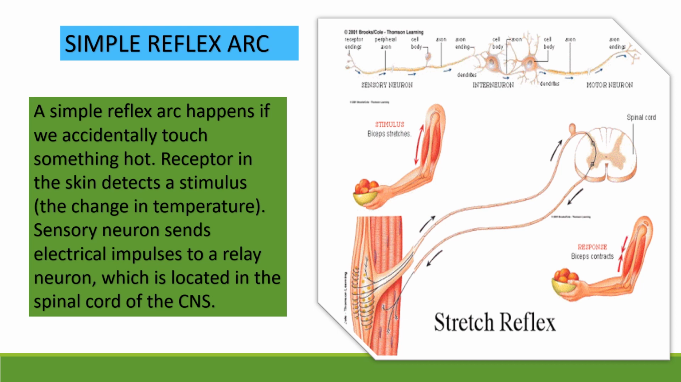Now the reflex arc has been divided into 2 parts: one is the simple and another is the complex reflex arc. First we are discussing the simple reflex arc. A simple reflex arc happens if we accidentally touch something hot. A receptor in the skin detects a stimulus, the change in temperature. A sensory neuron sends electrical impulses to a relay neuron, which is located in the spinal cord of the CNS.